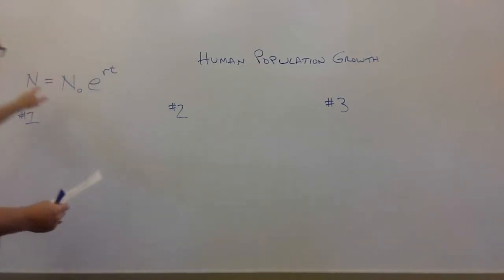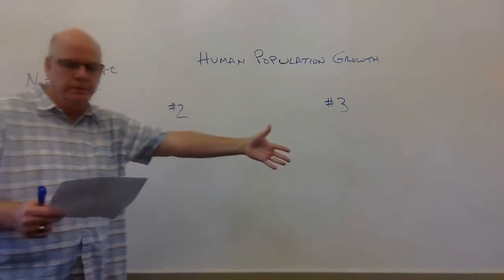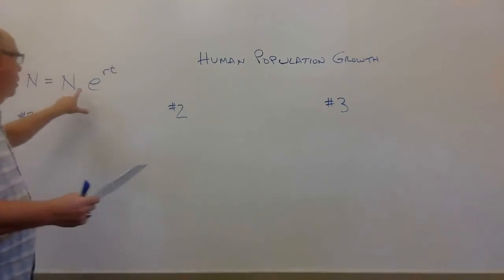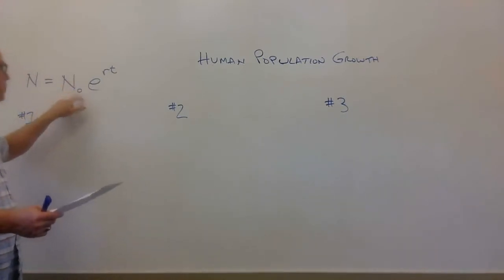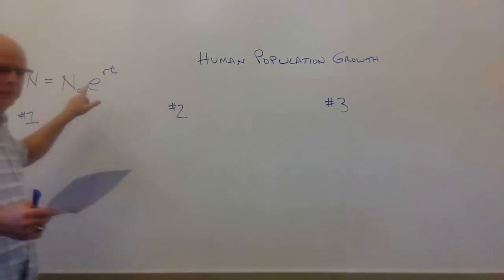So n is the future population. That's what we're trying to calculate. What is the future population in so many years? Okay, n sub o, that's an O, not a zero, because it's original population. How many people, how many humans did you start with?